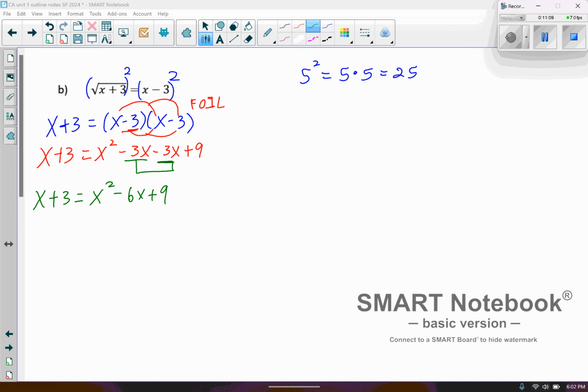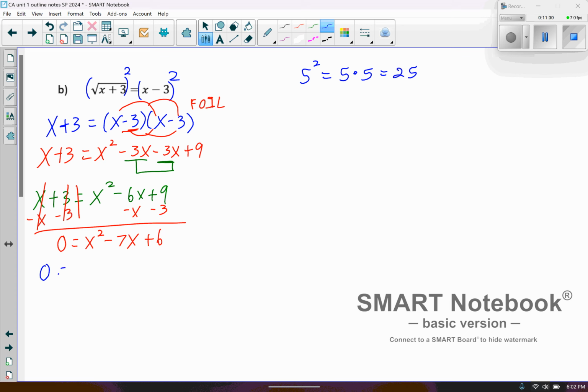Now, just like the previous one, we want to put this in standard form. So what I'm going to do is subtract an x here, and I'm going to subtract 3 here. And so we'll 0 that out. So 0 equals x squared. This becomes minus 7x. This becomes plus 6. And now we'll go ahead and factor this. So let's see, it should be a minus 6 and a minus 1, because those multiply to give me a positive 6, but they add to give me that minus 7x in the middle right there.